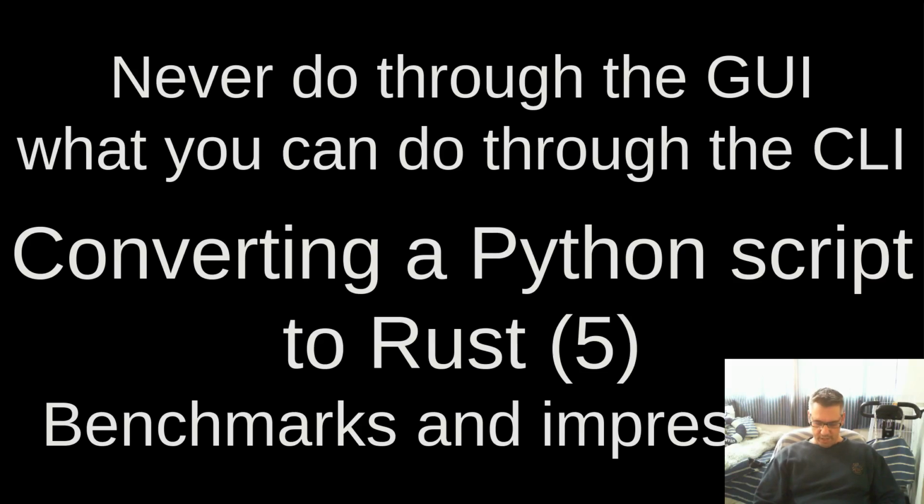Today you are watching Converting a Python Script to Rust, Part 5: Benchmarks and Impressions. Today this will be the last video of this mini-series of converting a Python script to Rust. I have finished this conversion to about 80%, because I did not implement some things that I will not be needing in the future. I want to talk about the benchmarks, and the impressions I had while doing this conversion and writing this Rust code.